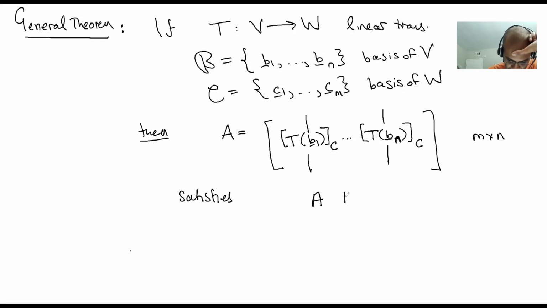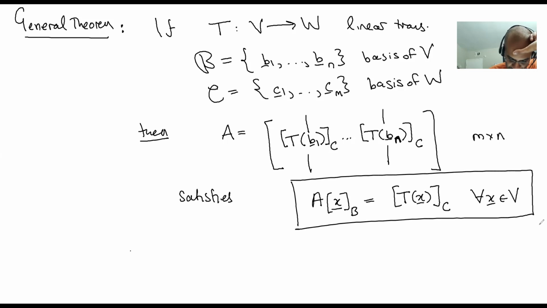It satisfies A times, let's say, x in the input basis equals T of x in the output basis for every x in V. That's the general theorem. This is also denoted T with superscript B on the right and C on the left, for the input and output bases. This is called the matrix of T relative to B and C.